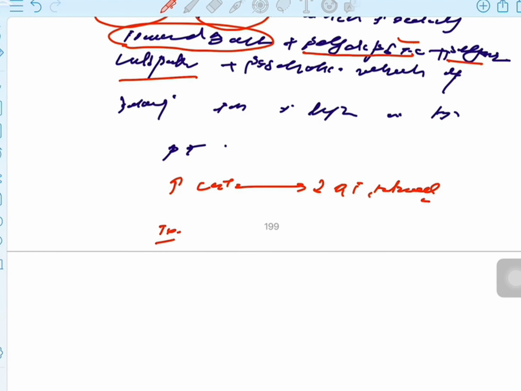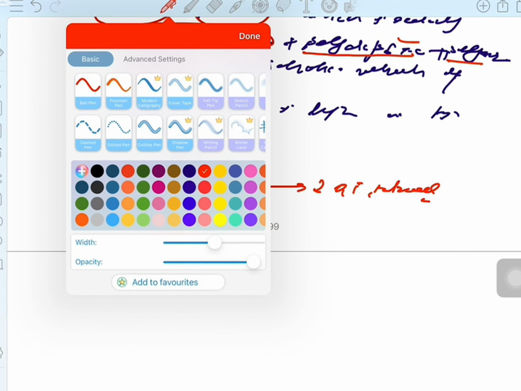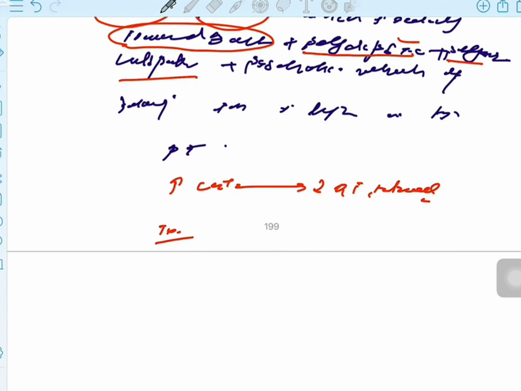How will we treat? If any person presents to us with high level of calcium, we will treat first of all with IV fluid. So number one is that we will treat this patient with IV fluid, and after that what will we do? We will give calcitonin, and we can also give bisphosphonate.